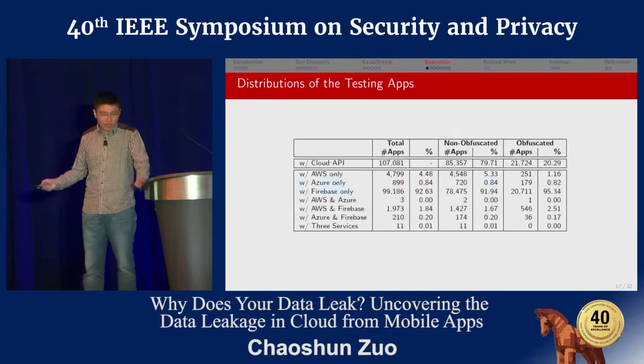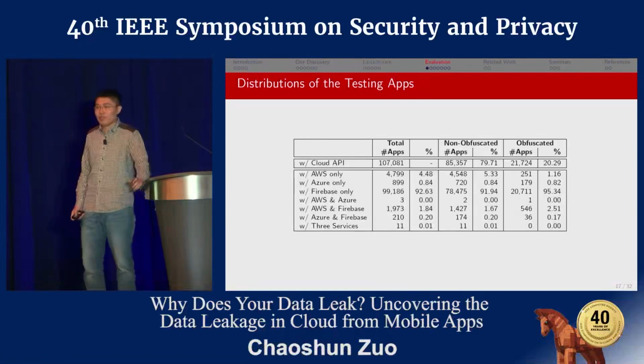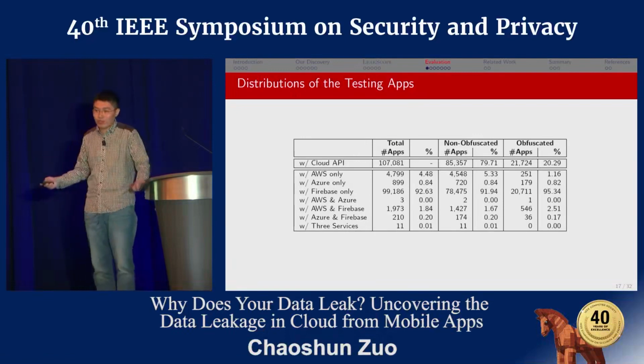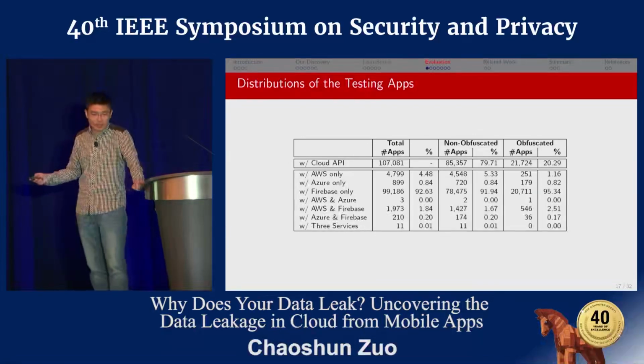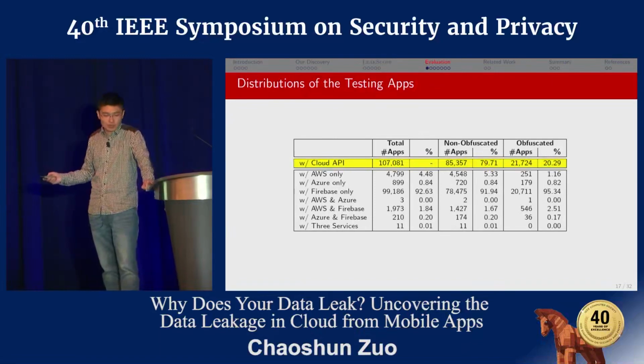To evaluate our system, we applied it on 1.6 million mobile apps and found that more than 100,000 of them used those 3 cloud providers. And around 20% of those mobile apps are obfuscated.